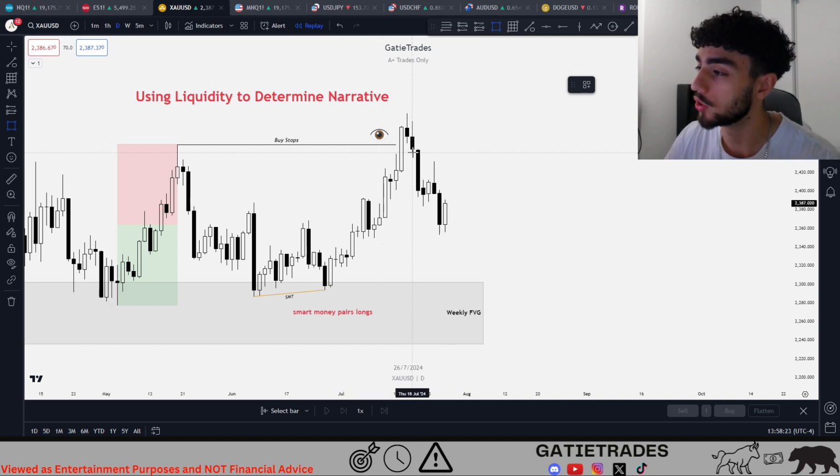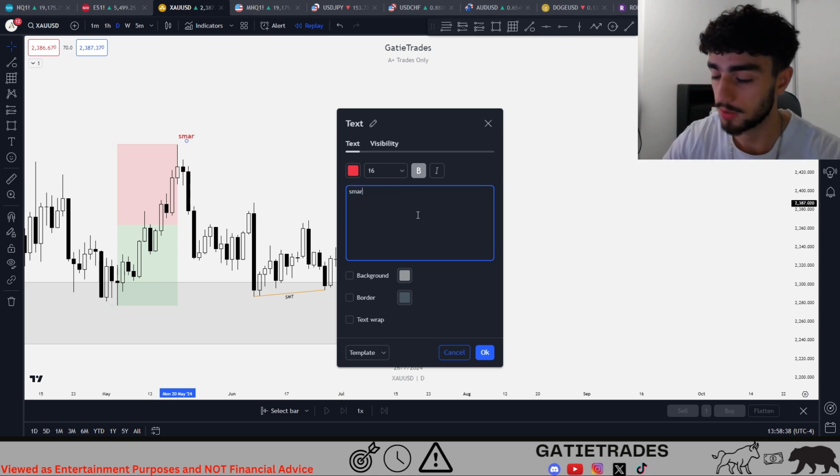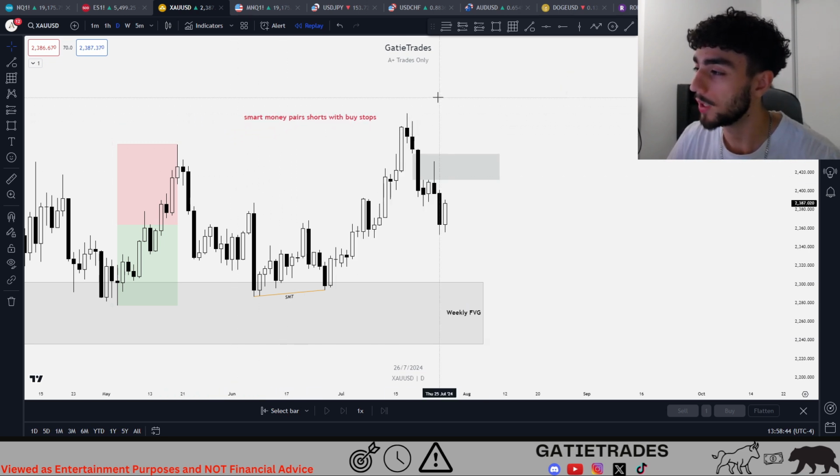And where could you have entered on a trade like this? We had the inversion fair value gap right here. We had a regular fair value gap right here, right? So in this case, if we move around things just a little bit here, smart money pairs shorts with buy stops, right? So now that buy stops were raided, smart money looks like they paired shorts.